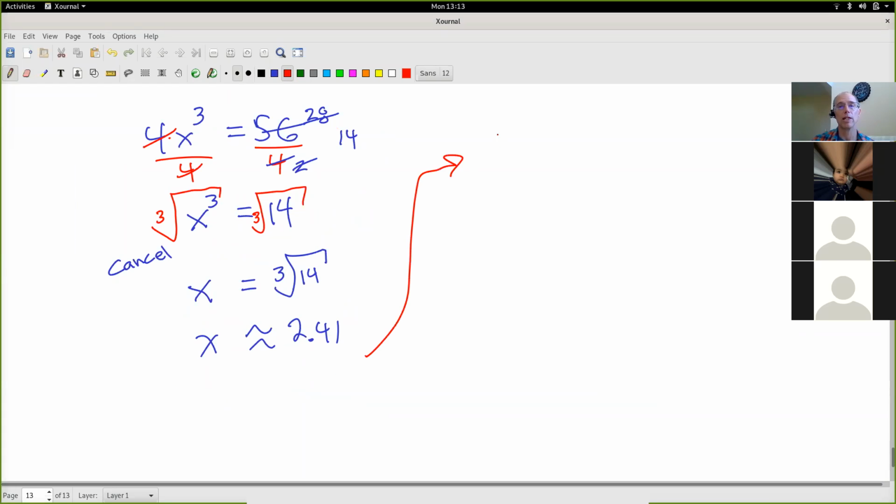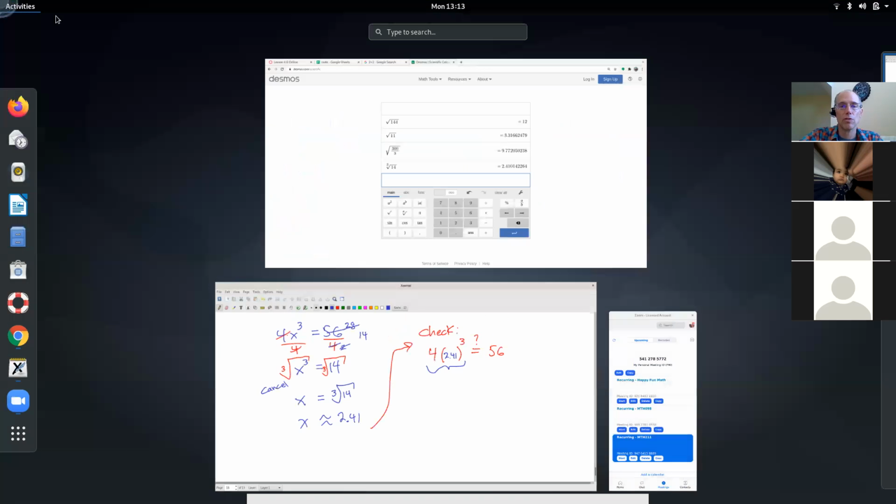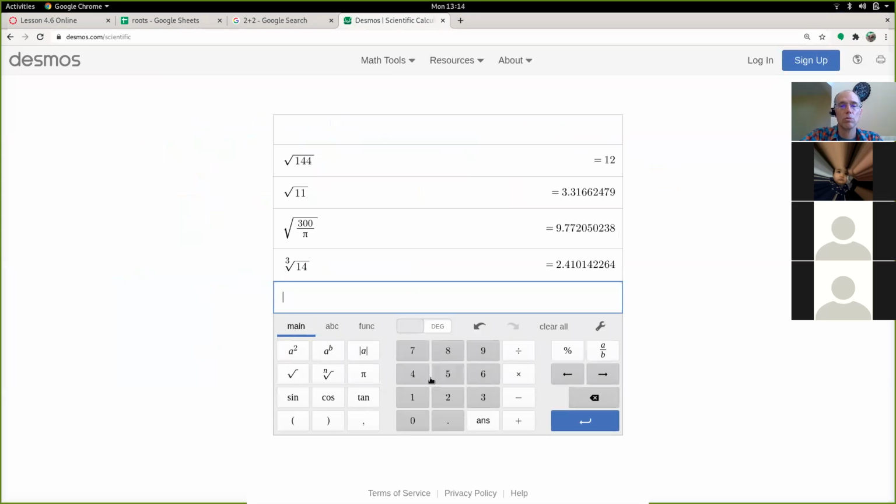To check, I go back to the original equation, plug it in, see what happens. So the original equation said 4 times whatever x is, I'm going to put parentheses there instead, is supposed to equal, question mark, 56. And to check, I just plug in what the calculator told me, that it's about 2.41. So I want to ask my calculator, what is 4 times 2.41 to the third power? And I'm hoping it's close to 56. And this is a good strategy for taking a test.